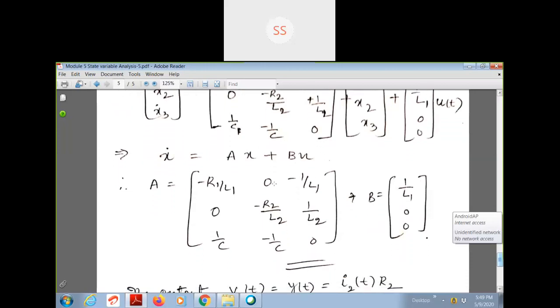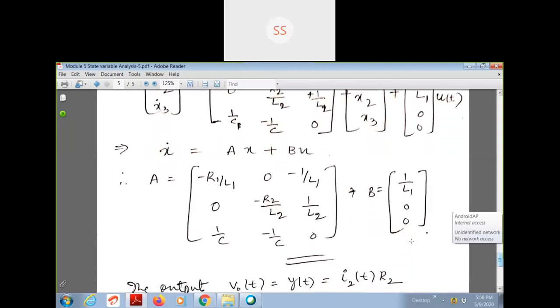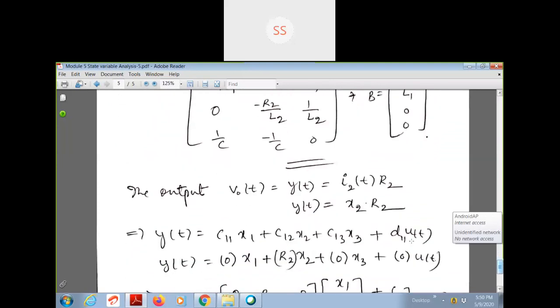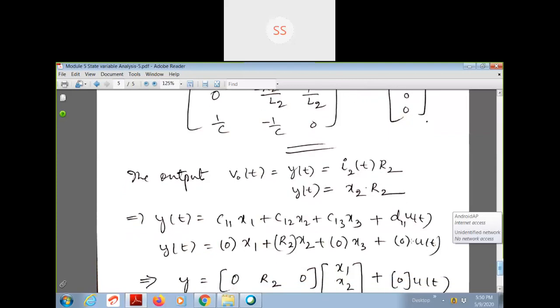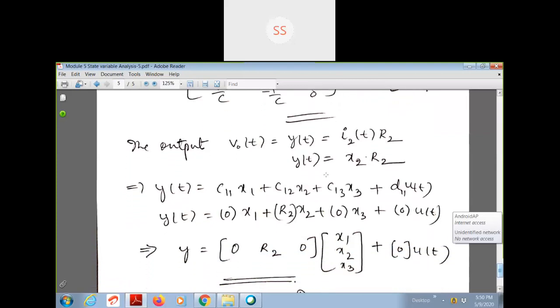So for the given problem, the state model contains the matrix A as this one, and matrix B is this one. Once we are done with the A and B matrices, we will complete the state model by writing the output equation also. Here it is given that the output is V naught of t. So y of t equals I2 of t into R2, because y of t is V naught, but V naught is nothing but I2 of t into R2.